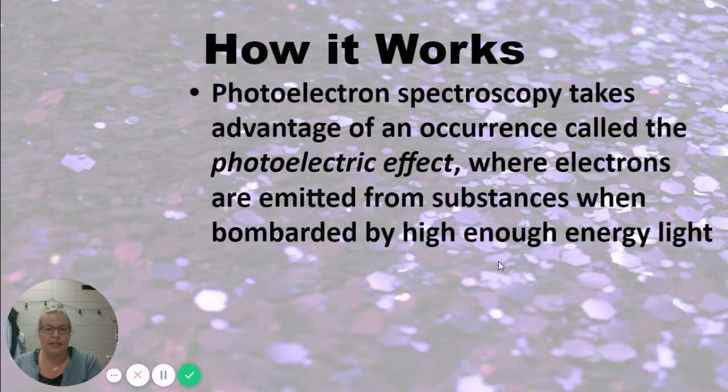The general idea of how photoelectron spectroscopy works is that it takes advantage of something we call the photoelectric effect. It's actually something discovered by Albert Einstein. He gets, I believe, his Nobel Prize for it. The photoelectric effect is an occurrence where electrons are emitted from substances, which means that they leave the substances when you hit them with a high enough energy light. So if you have an atom and you hit it with a high enough type of electromagnetic radiation, you can actually kick electrons off of that particular sample. That is how the photoelectric effect works.